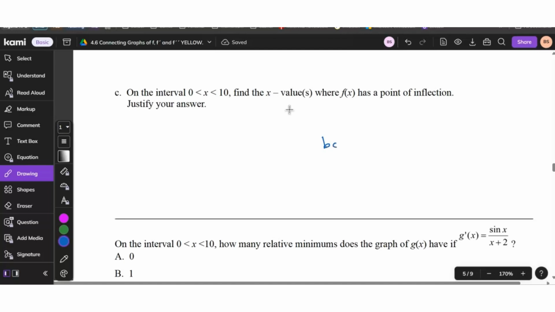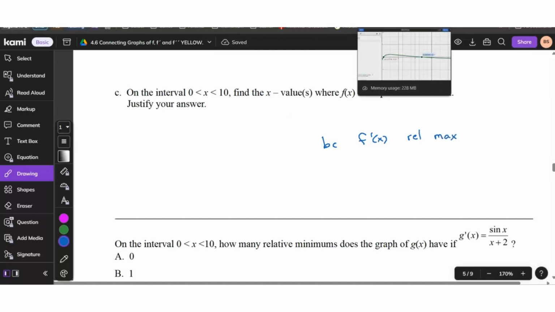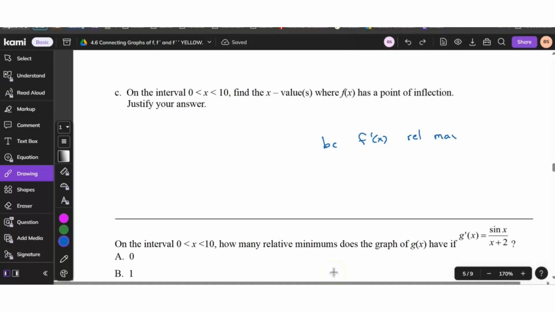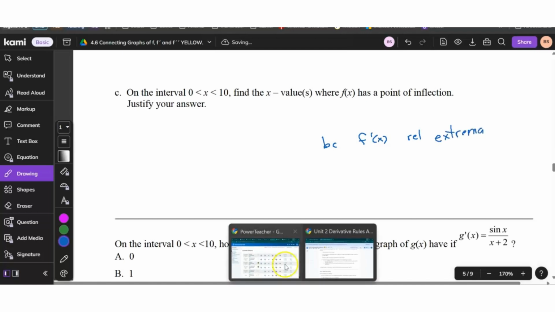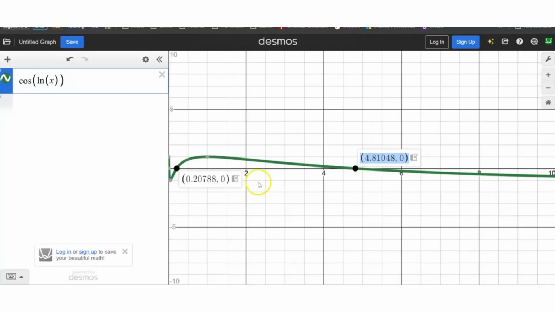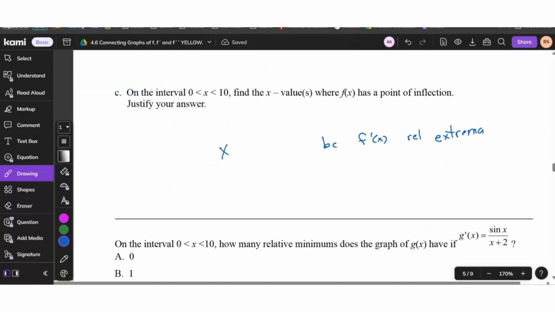It's going to have a point of inflection because f prime of x has what? Max or min. Exactly. It's got a relative extrema. It's at 1. And in our case, it's going to be a relative max, if I remember right. Well, it doesn't have to have a max, but I think it does. So we'll just say relative extrema. And if we go look at it, yes, it has a maximum right here at 1. So we can say x equals 1.